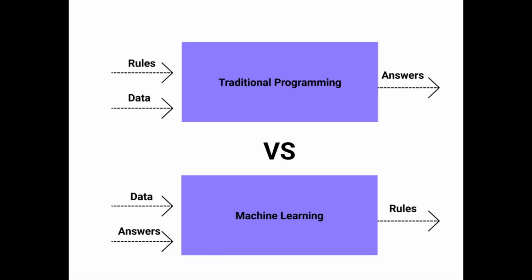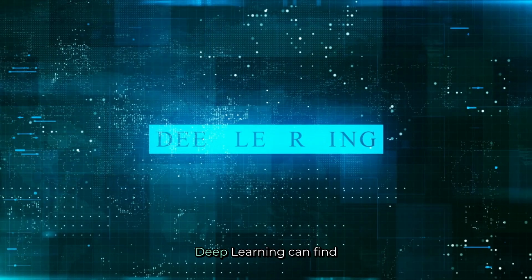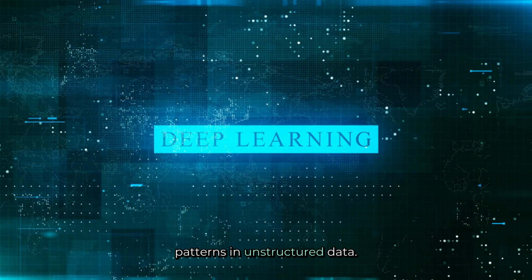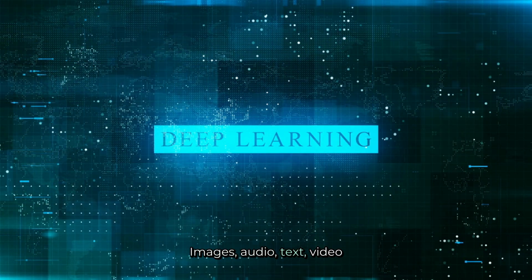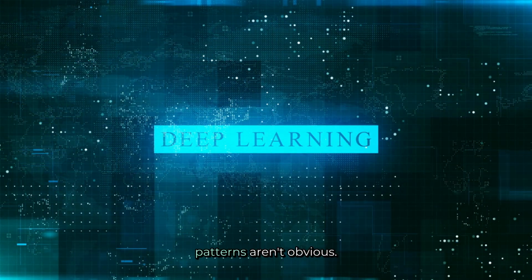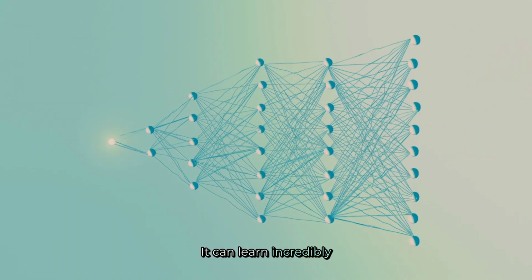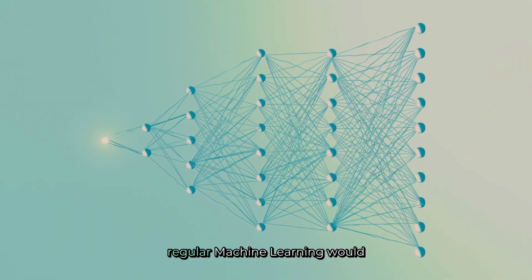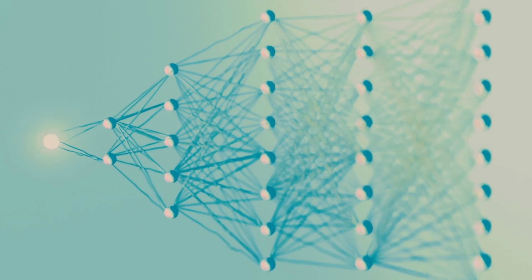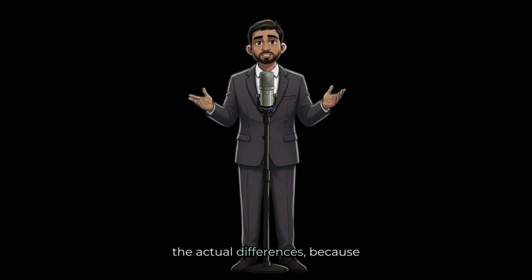Regular machine learning is great at finding patterns in structured data, like people who buy X also buy Y, or emails with these characteristics are spam. It's looking at specific features you've identified. But deep learning can find patterns in unstructured data, images, audio, text, video, things where the patterns aren't obvious. It can learn incredibly complex, layered patterns that regular machine learning would struggle with.